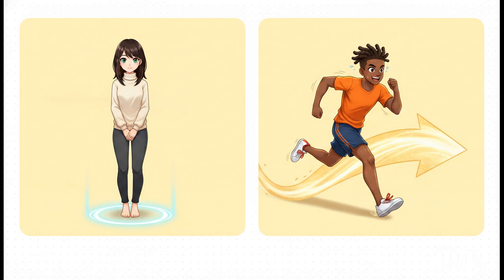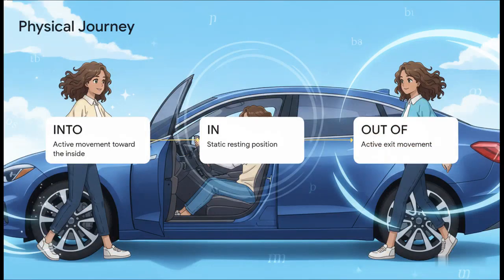But take a look at the active arrow on the right. This represents dynamic movement toward a destination. They're going to France. So in locks your position in place, while to actively launches you toward your destination. And this brilliantly illustrates the physical journey of movement versus state.